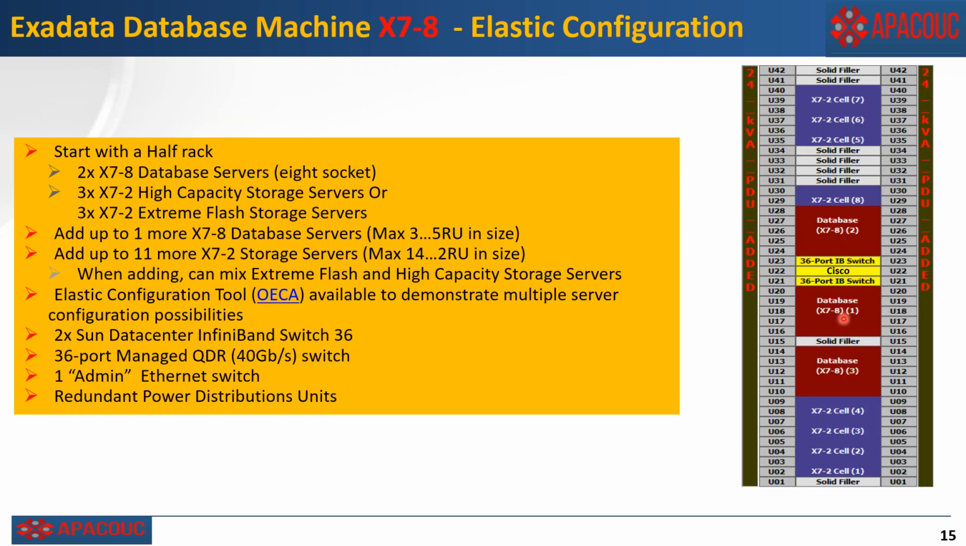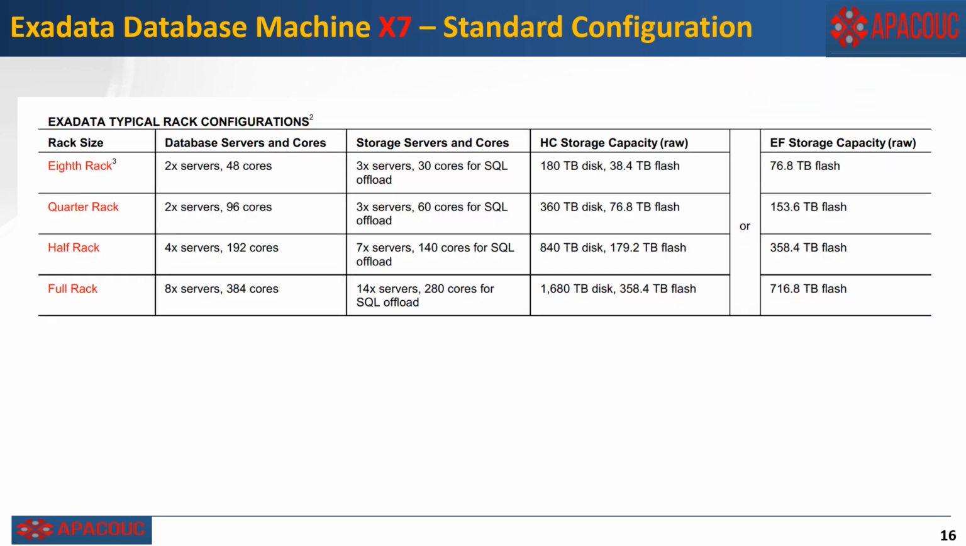X7-8 is 5 times bigger than the X7-2. Its size is 5 rack units. You can have a maximum of 3 of them. The eighth rack contains 2 servers, 48 cores, and 3 servers, 30 cores for a scale of 4. And if you choose high capacity drives, you have such amount, and with extreme flash, you have such amount.